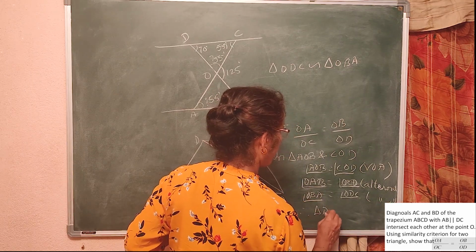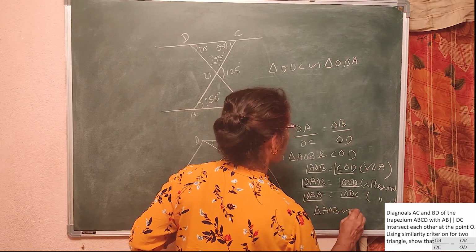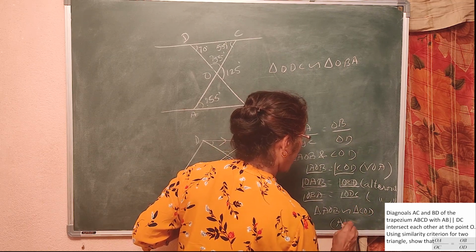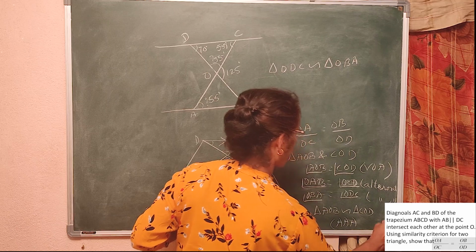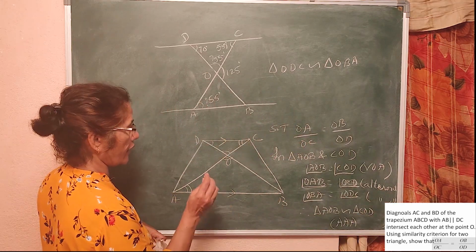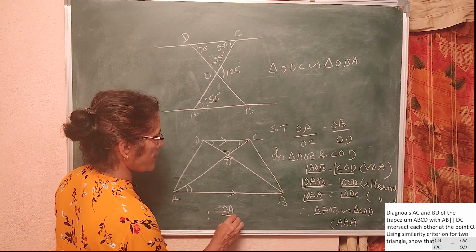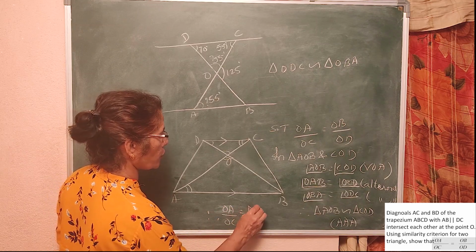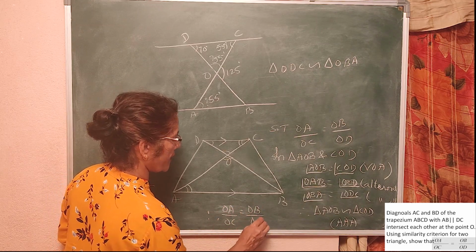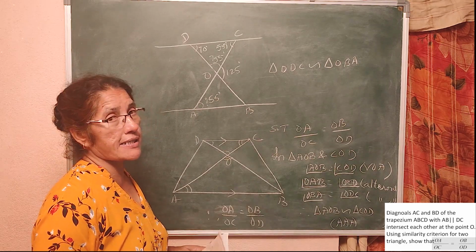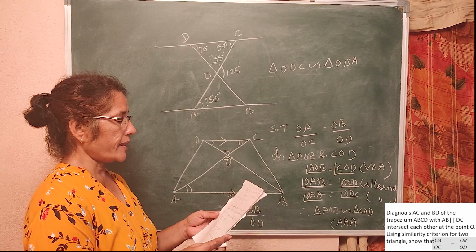Therefore, triangle AOB is similar to triangle COD. What criteria? AAA similarity criteria. Therefore, now you can write down OA by OC is equal to OB by OD, by corresponding sides of similar triangles are proportional.